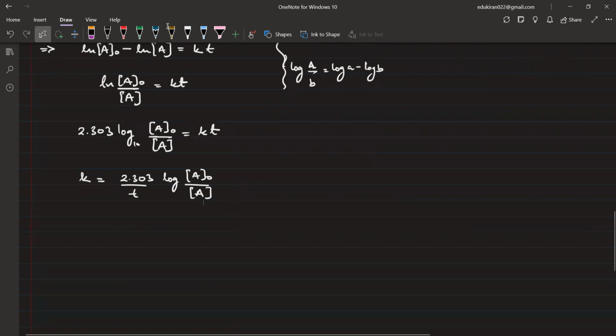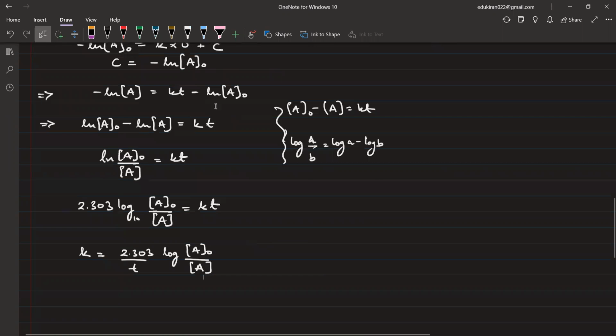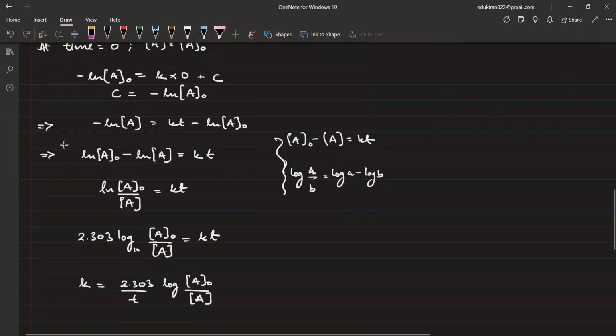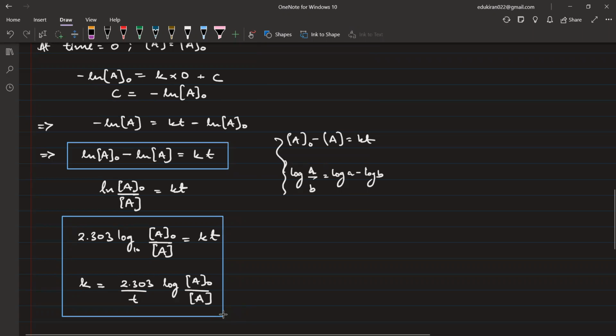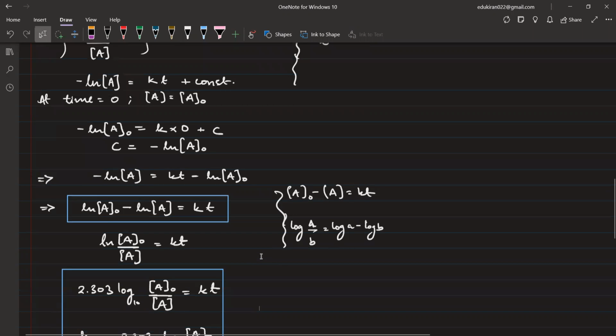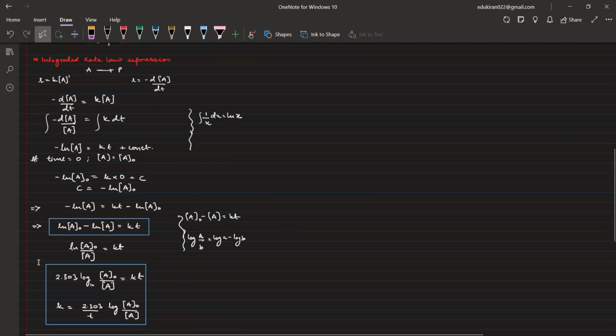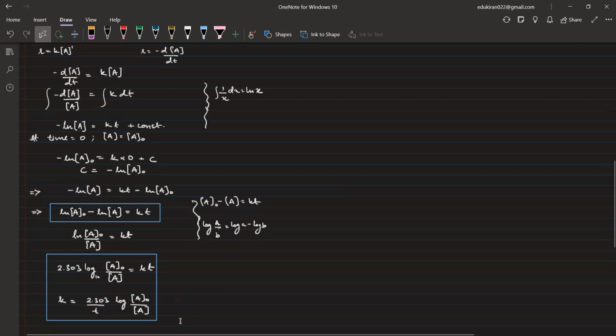Please write this derivation. For the sake of remembering things, starting from here is important for you. So that you have some idea what the equation is and you can relate it to the zero order also. But at the end, you will be mostly using these two. Both of these are the same equation only, with the addition of 2.303. Can you please write this down? Integrated rate equation for the first order that we have written now.